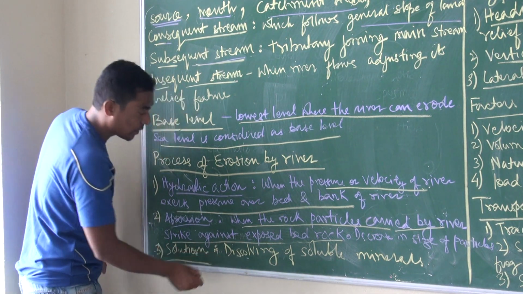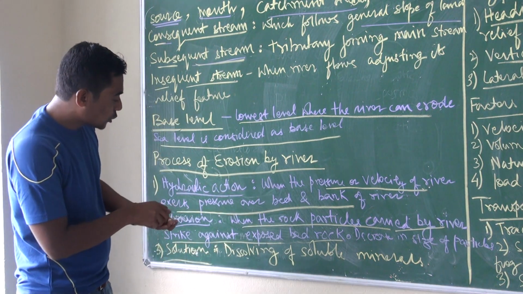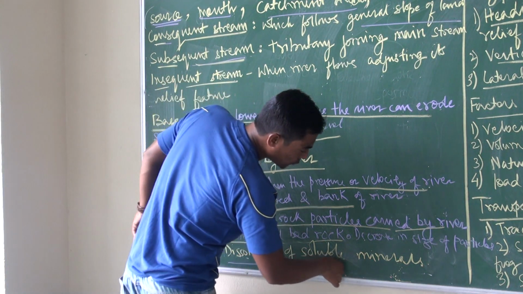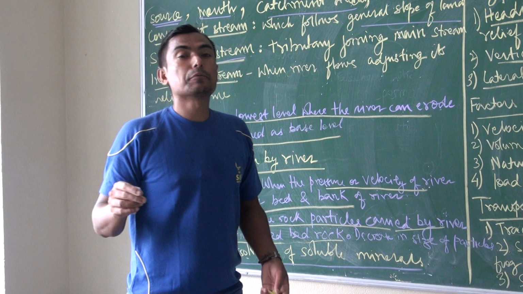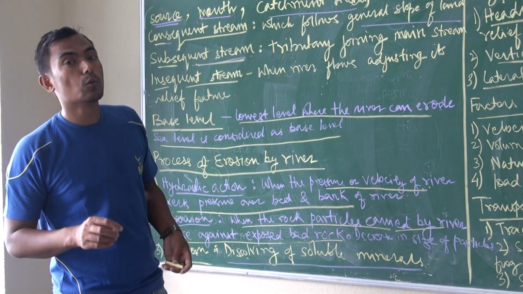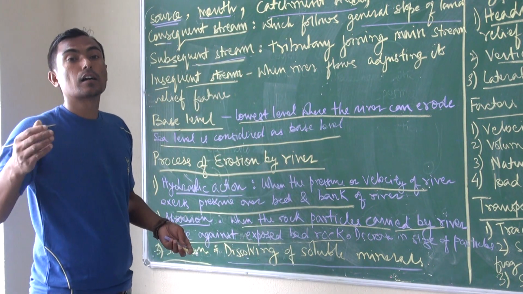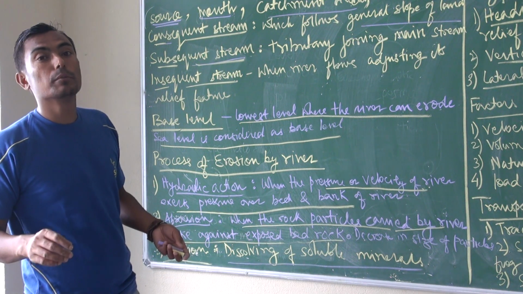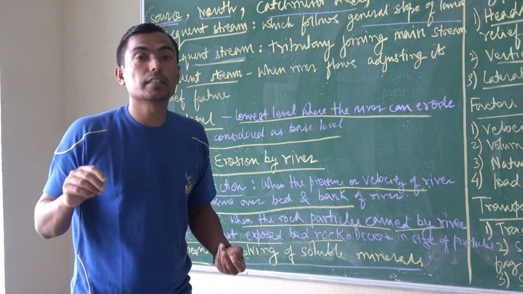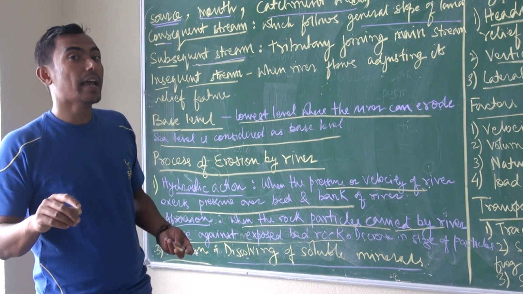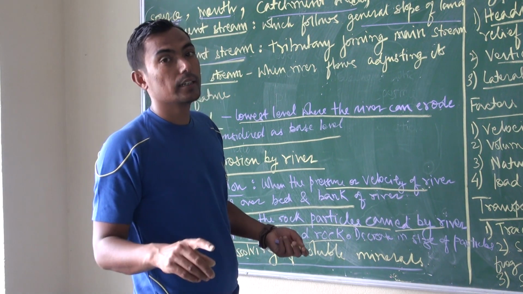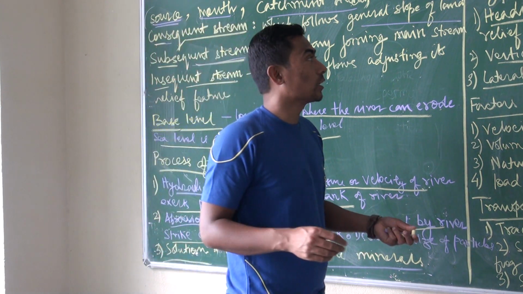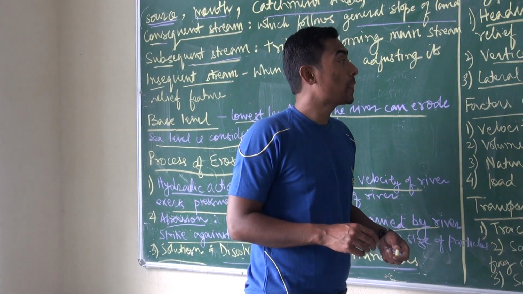Next, solution. Solution means dissolving of soluble minerals. There are many different types of minerals which are soluble in water. So as the river comes in contact with the soluble minerals, they get dissolved in the water, resulting in those areas being eroded. For example, salt. Salt is a soluble mineral.